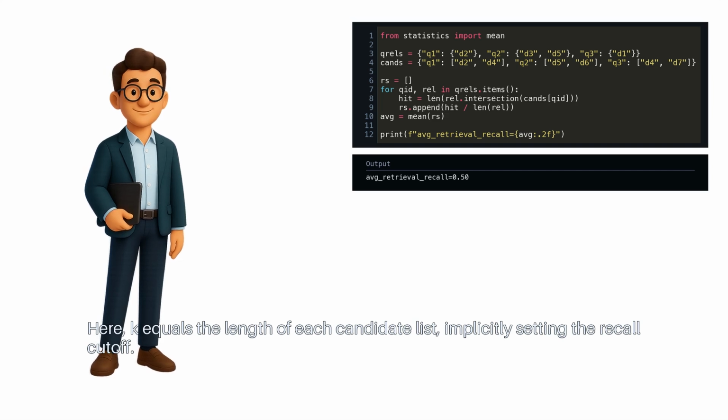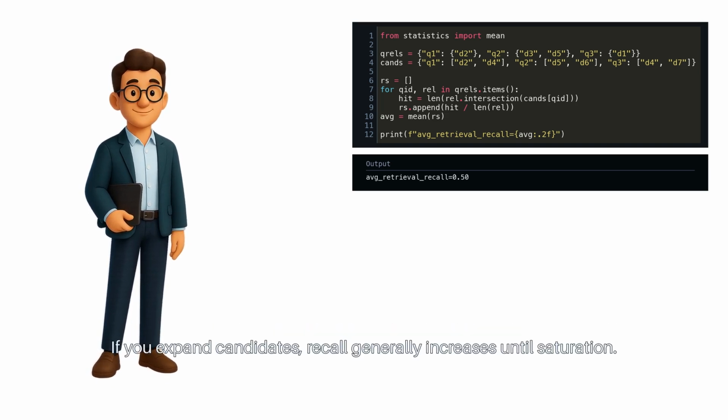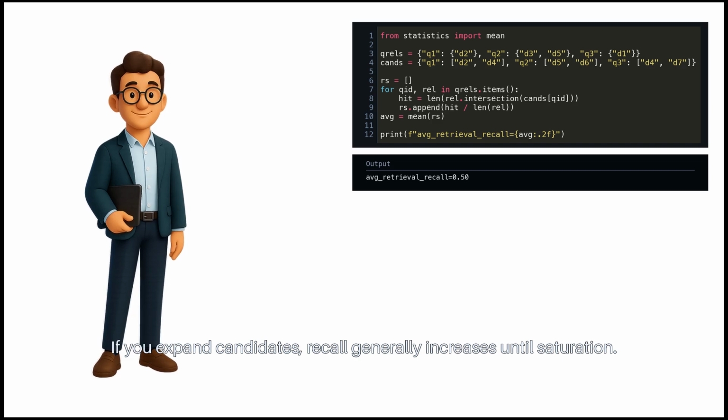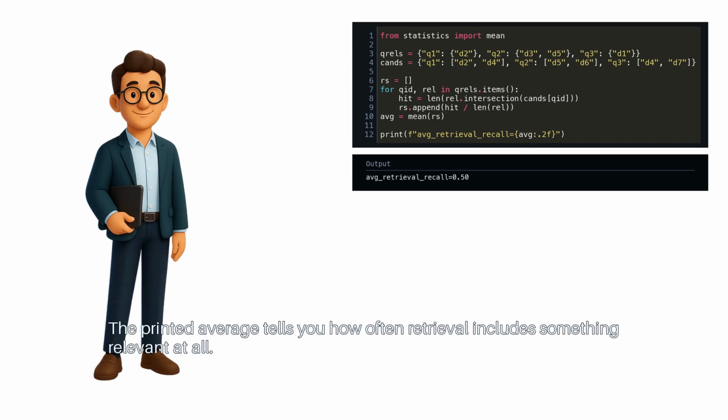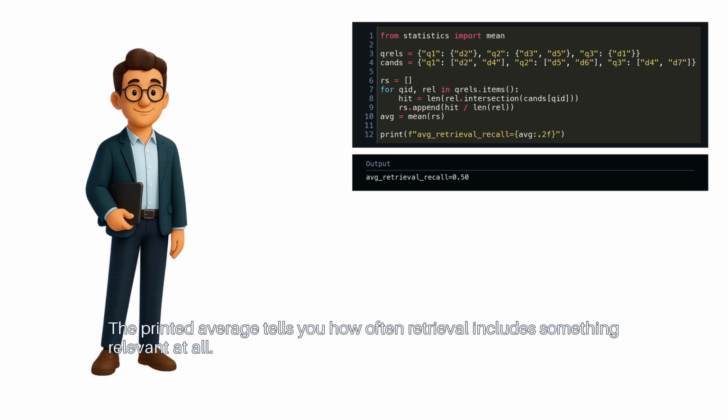Here, K equals the length of each candidate list, implicitly setting the recall cutoff. If you expand candidates, recall generally increases until saturation. The printed average tells you how often retrieval includes something relevant at all.